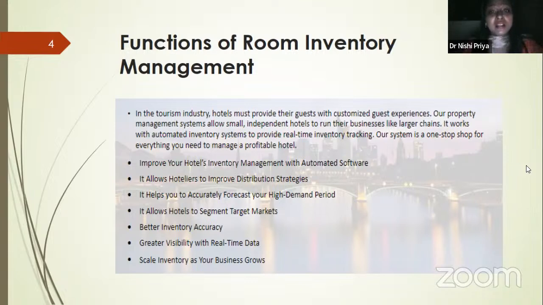We have various types of hotels existing, and different types of customized room inventory management come for the different kinds of properties. Some hotels are large chain hotels, some might be independent or small hotels or beach resort hotels, where you have other kinds of data to feed into the room inventory management. So what are the functions it performs? The first and important thing is real time information.